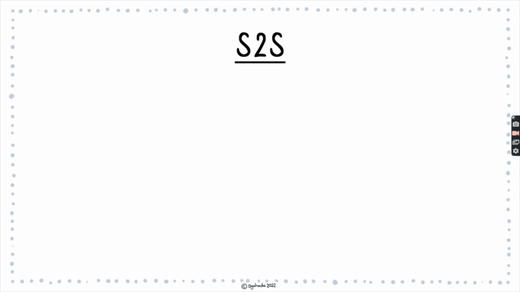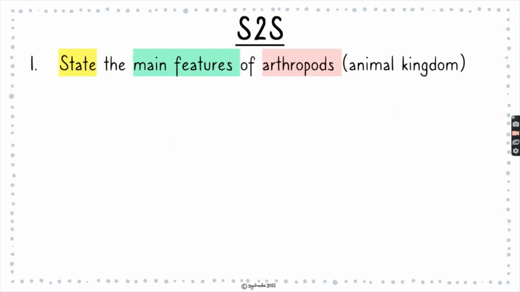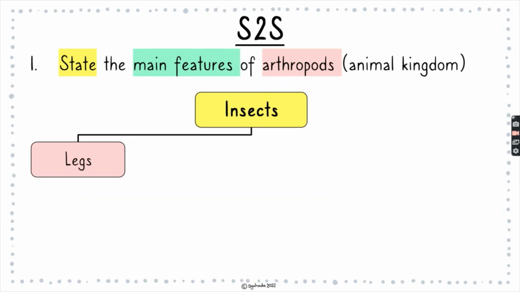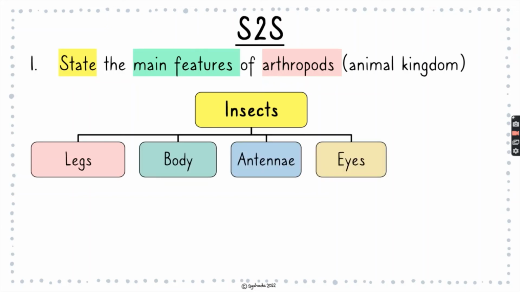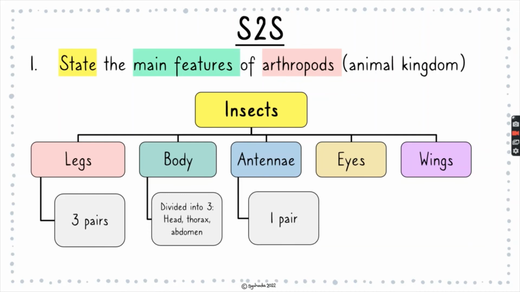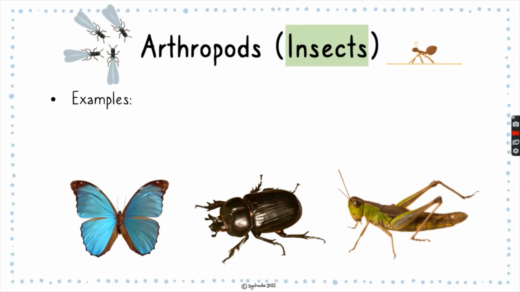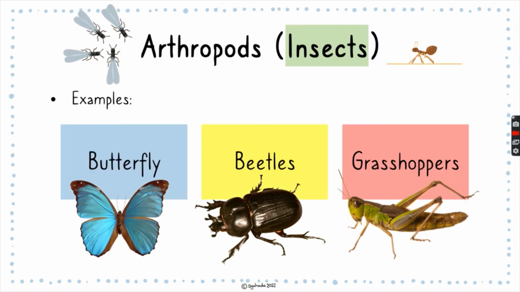So let's look into our S2S and recap everything. We just had to state the main features of the arthropods in the animal kingdom. So firstly, let's look into insects. We're going to focus on these features: legs, bodies, antennae, eyes, and wings. Insects have 3 pairs of legs, and a body divided into head, thorax, and abdomen, so 3 parts. They have 1 pair of antennae, 1 pair of compound eyes, and usually have 2 pairs of wings. Examples are butterflies, beetles, and grasshoppers.